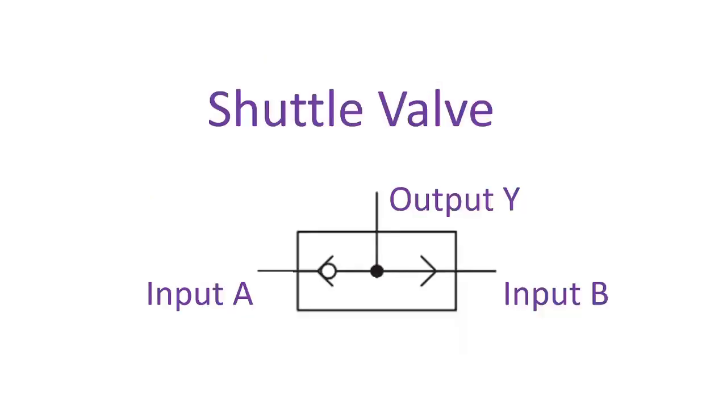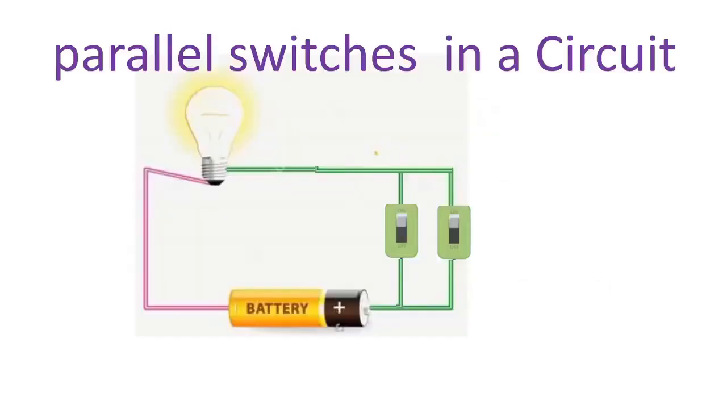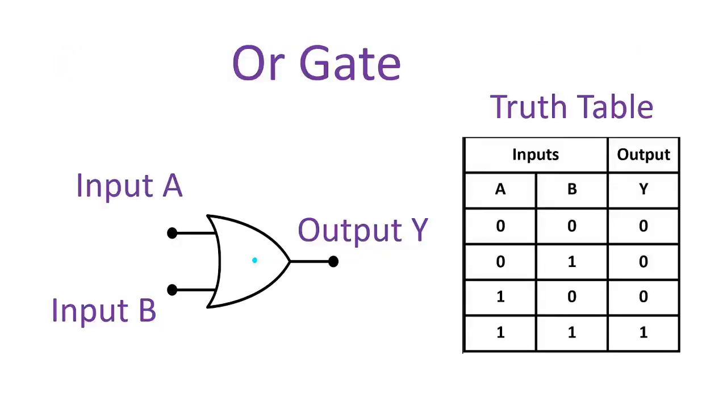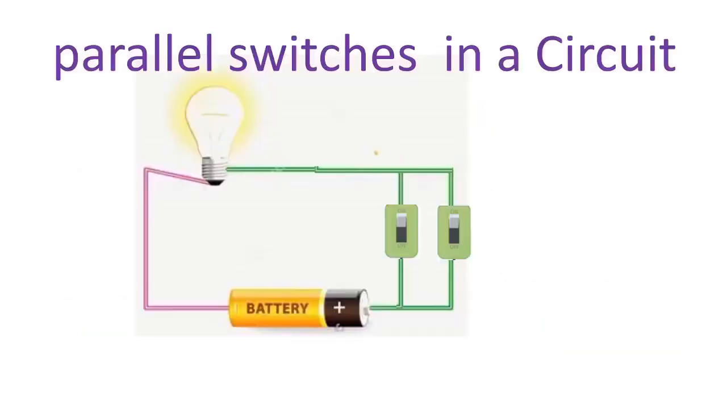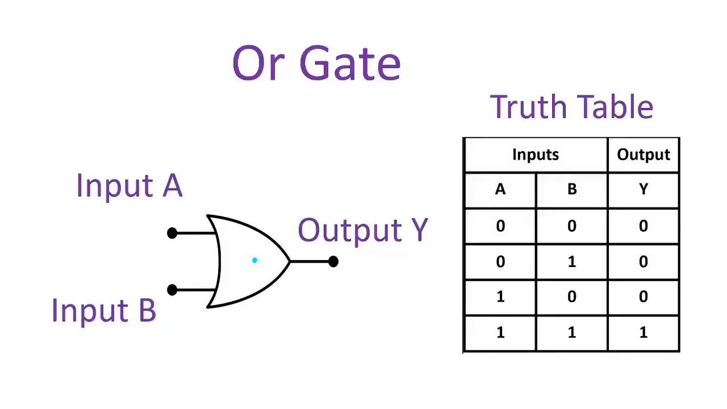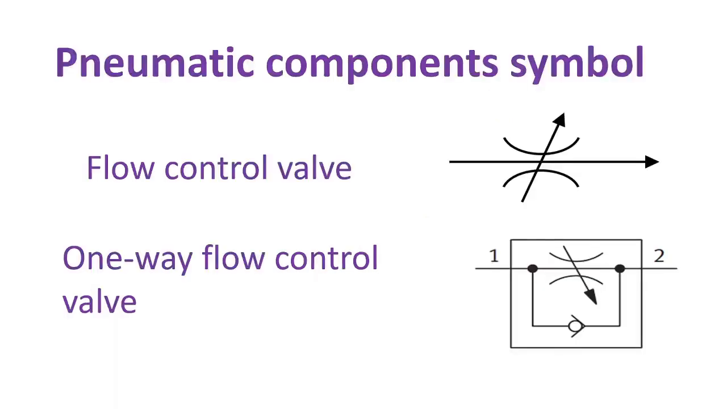Shuttle valves work on the same principle as a parallel circuit and OR logic gate. The output of the shuttle valve is true if either of the two inputs is true. In the parallel circuit, the bulb will glow if either of the two push buttons is pressed, or if both push buttons are pressed together. The OR gate behaves according to its truth table. The output of the OR gate is true if either of the two inputs is true. Otherwise, it's false. Let's proceed with other pneumatic component symbols.